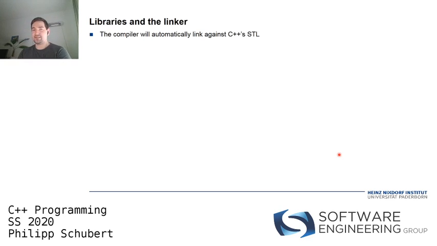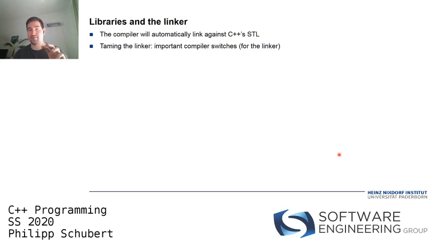Okay, libraries and the linker. A C++ compiler will automatically link against C++'s STL, the standard template library. But whenever you need to link against an external library, you need to know some additional compiler switches, some compiler flags, which are not for the compiler but rather for the linker. So I will now present to you three special compiler flags, which the compiler just gives to the linker at the very end, such that the linker can make links again between your own code and the library. Because that's what the linker needs to do, right? It needs to resolve all unresolved symbols and make links across the whole program to create a final executable binary.